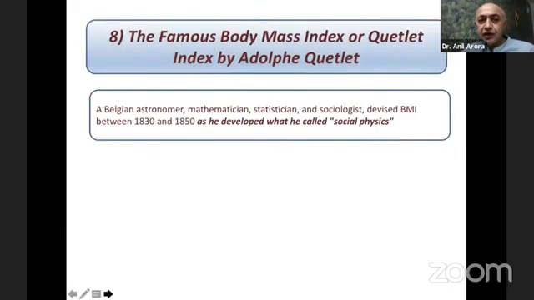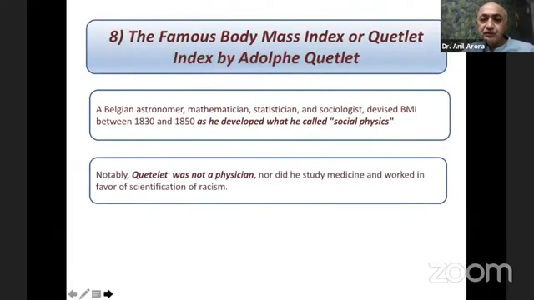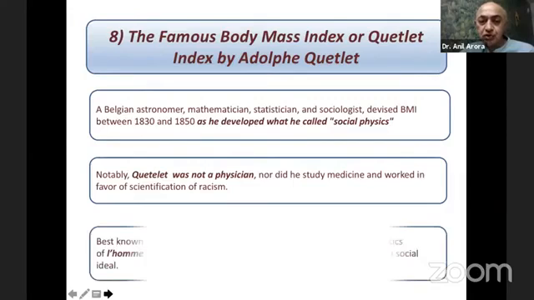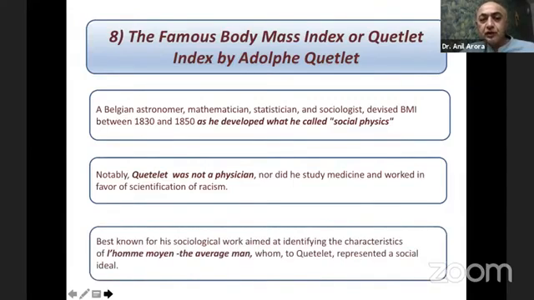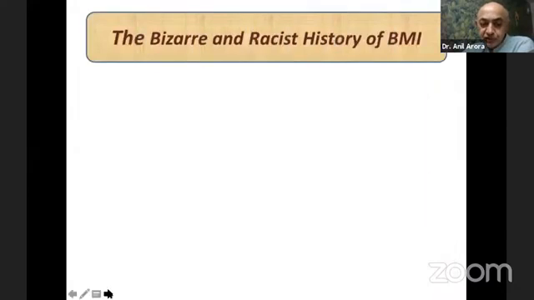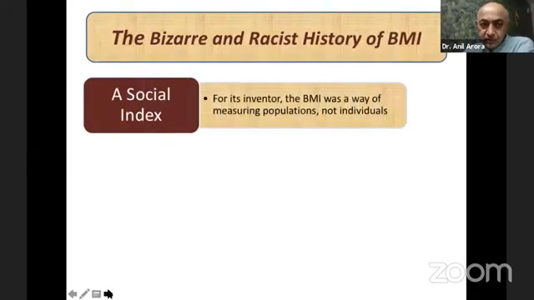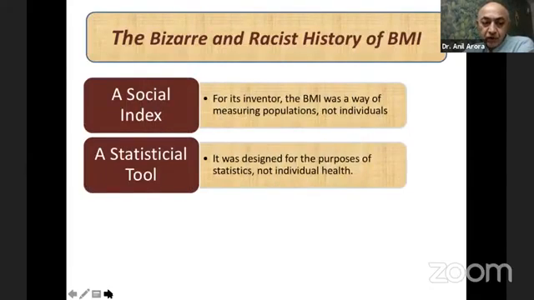And then, at the same time, we had this Belgian physician. He was an astronomer, mathematician, statistician, and sociologist who devised the concept called BMI between 1830 and 1850, which he called social physics. So this gentleman, Adolphe Quetelet, was not a physician. He tried to calculate the average attributes of a normal human being. He was a racist by definition. He calculated this index of body weight and height as a social index.